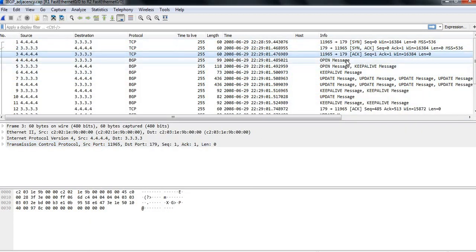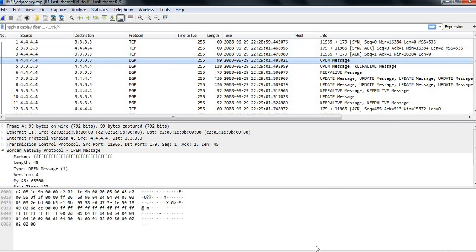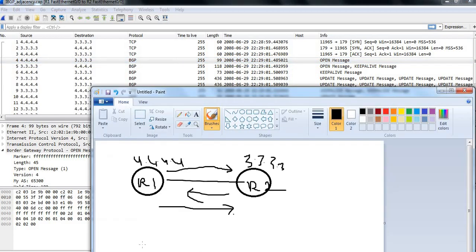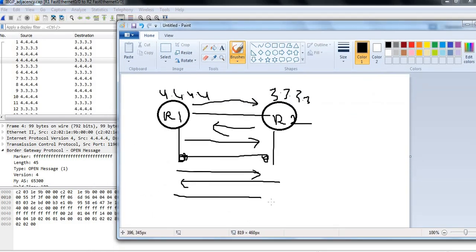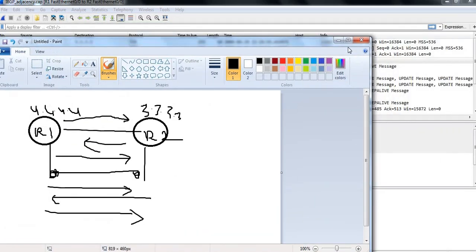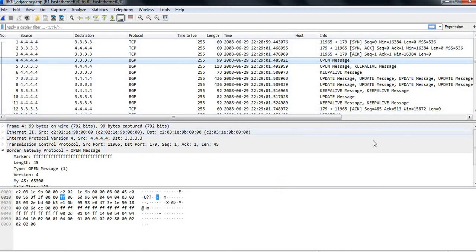Once the three-way handshake is done, BGP has sent an open message. The three-way handshake is completed here, and a TCP session is formed. Now BGP sent an open message. In return, R2 has sent open plus keep alive, and then router 1 has sent a keep alive message. We will discuss all these messages in another video, but I just wanted to show you where the BGP attributes come into the picture.